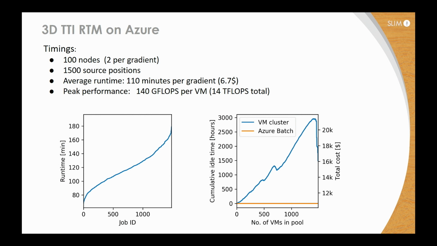Whereas if you had done this on a fixed cluster, where you have a fixed amount of resources, you're going to have idle time because you have to wait until all those gradients are computed before you can go to the next iteration, because you have to sum all the gradients to update the image.